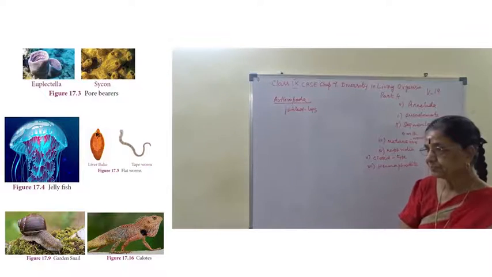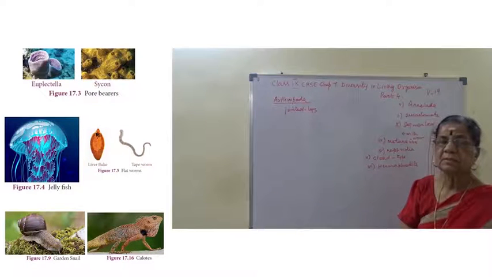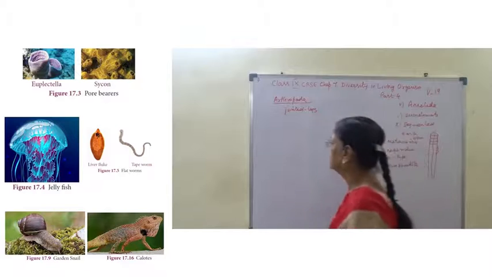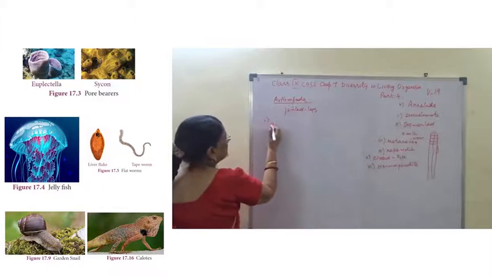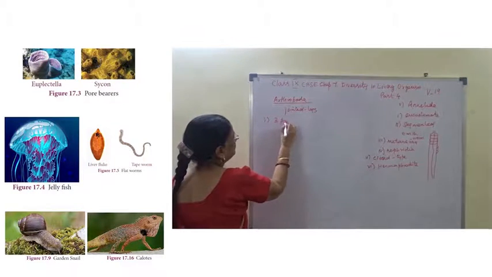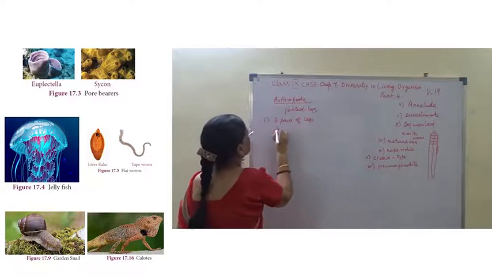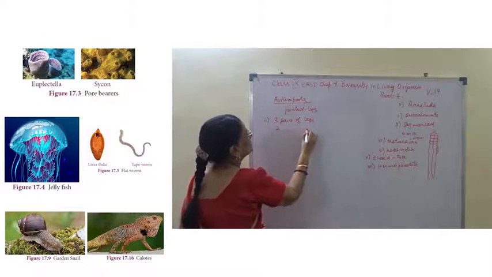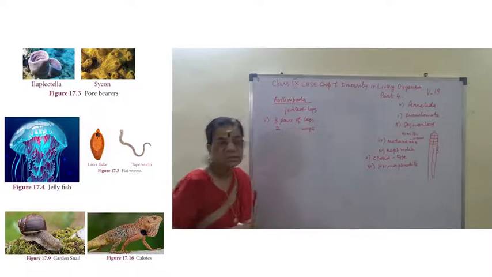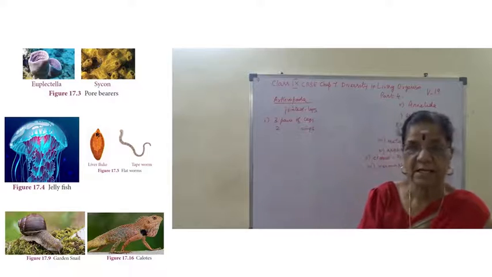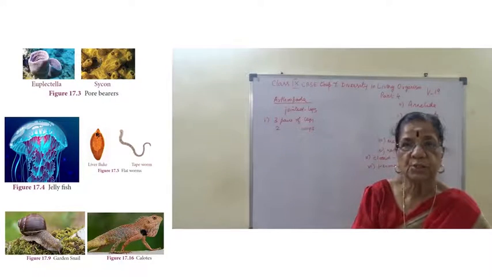Again, bilateral, triploblastic, eucoelomate animals, and they have the presence of jointed legs. In cockroach, there are three pairs of legs and two pairs of wings. The locomotory organs are both legs and wings. The three pairs of legs are present in the thoracic region.